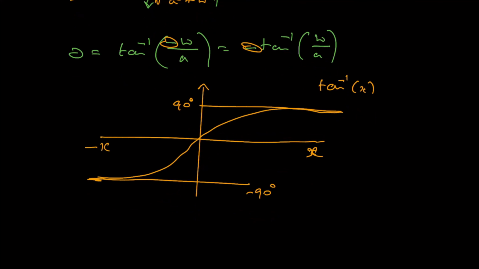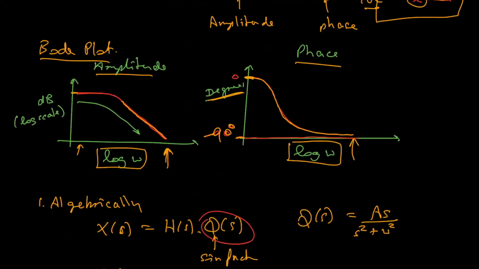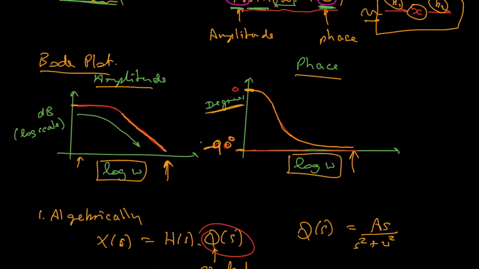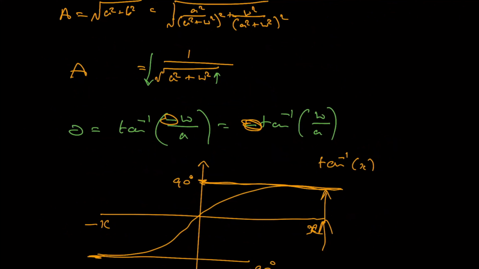If omega is very high, that means this ratio is high, so we're up here somewhere, and that means this value is 90 degrees, but the negative sign gives it minus 90 degrees. So at high omega, theta tends to minus 90 degrees, and this is what we see here. Okay, let me check my notes, see what's next.